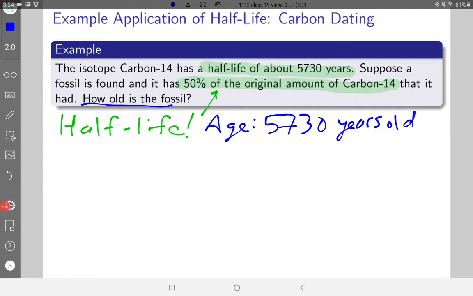I have another question or two coming up on the next slide, and I think it would be prudent and helpful right now to actually come up with a function that describes this scenario that we can use to better understand what's going on and then answer the questions that I have coming up. So let's establish a function.